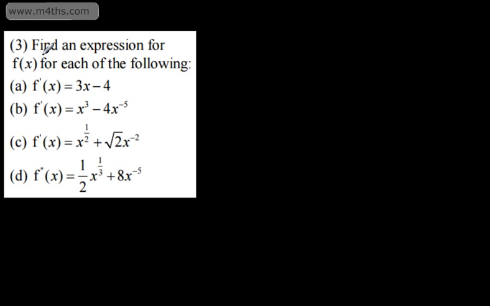Okay, find an expression for f of x for each of the following.